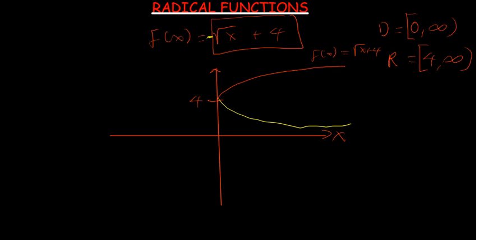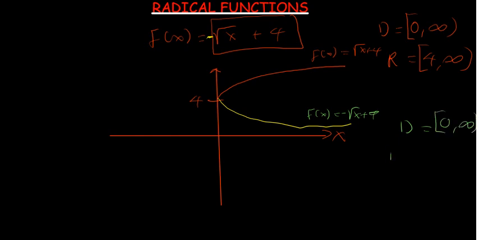Now let's go to the yellow one which we've drawn. This is the graph for f of x is equal to negative root of x plus 4. So for this one, the domain, the set of x values permitted, is also from 0 up to infinity in that way.